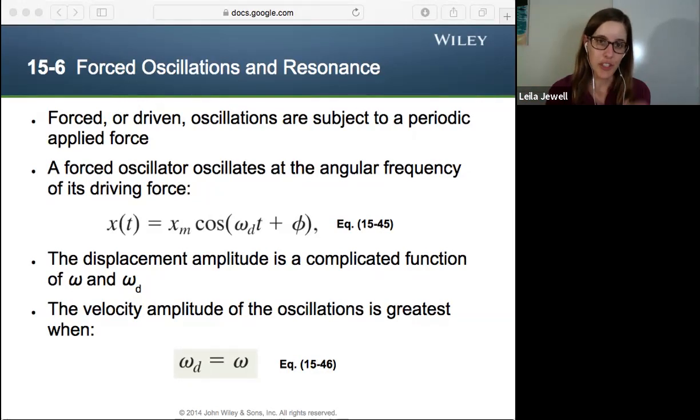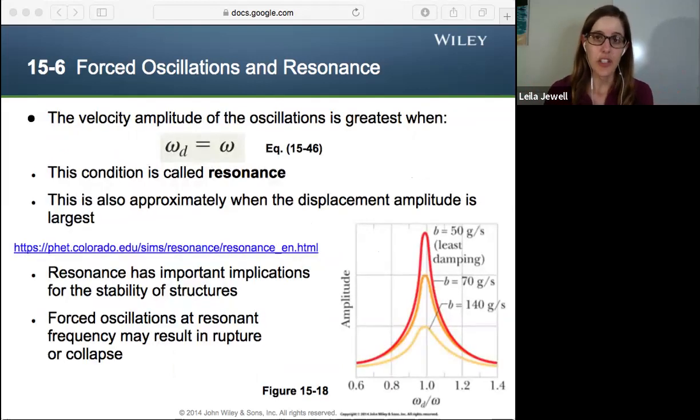But the velocity amplitude is greatest when you can match the driving frequency to the natural frequency of your oscillator. That gives you the largest velocity, and this condition is known as resonance. This is also approximately when the displacement amplitude is the largest.